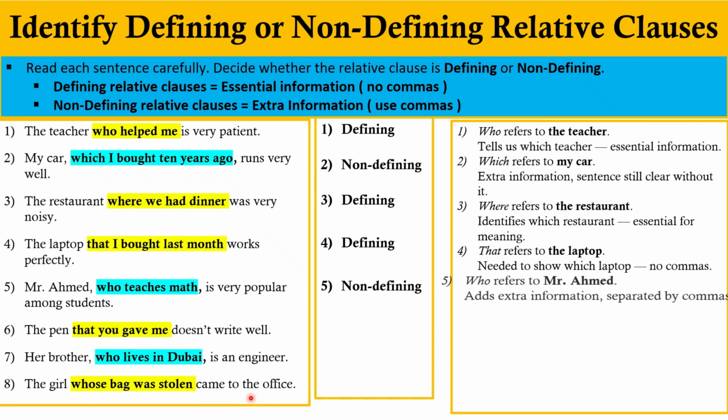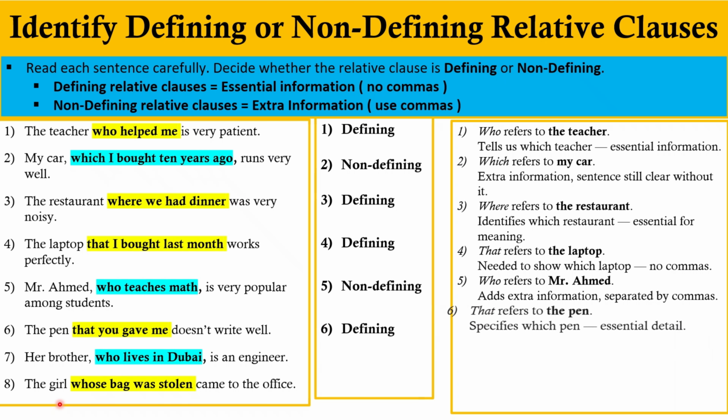The next one is non-defining. The clause adds extra information about Mr. Ahmad. Who refers to Mr. Ahmad. The sixth one is defining. That you gave me tells us which pen. That refers to the pen.